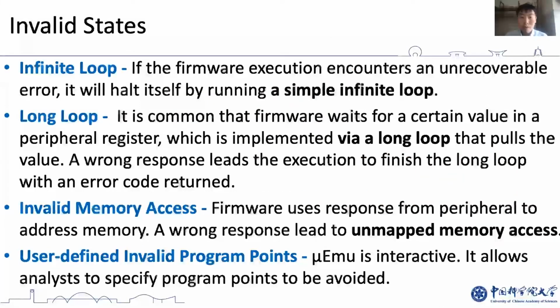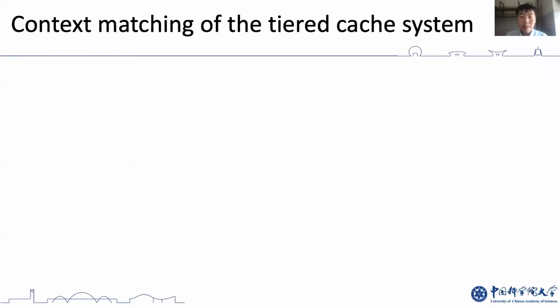These are our defined common invalid states during firmware execution, including infinite loop, long loop, and invalid memory access. Optionally, we also provide an interface for users to add invalid program paths to be avoided. Based on invalid state detection, we can learn the correct value of valid paths. Then we use execution context to match this cached value.